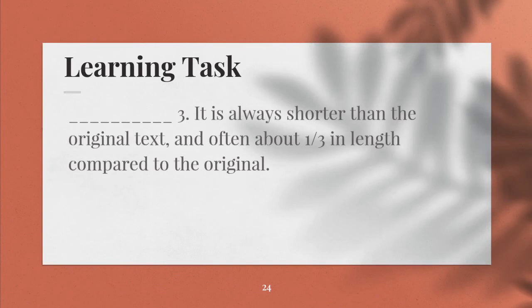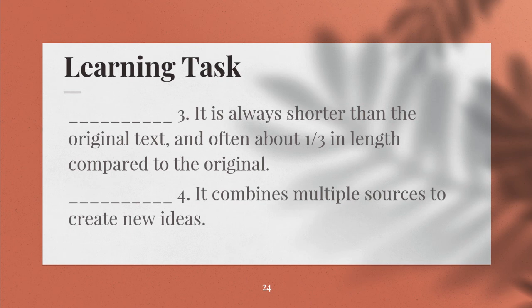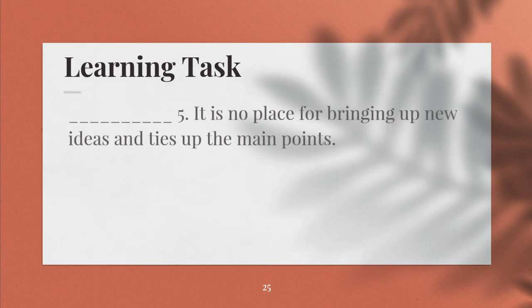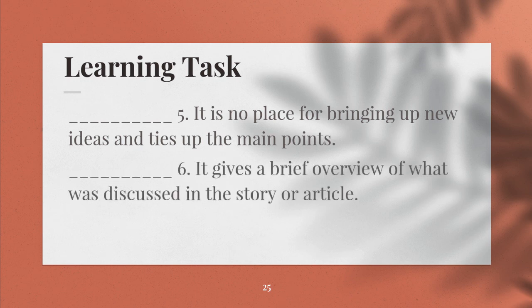3. It is always shorter than the original text, and often about one-third in length compared to the original. 4. It combines multiple sources to create new ideas. 5. It is no place for bringing up new ideas and ties up the main points. 6. It gives a brief overview of what was discussed in the story or article.